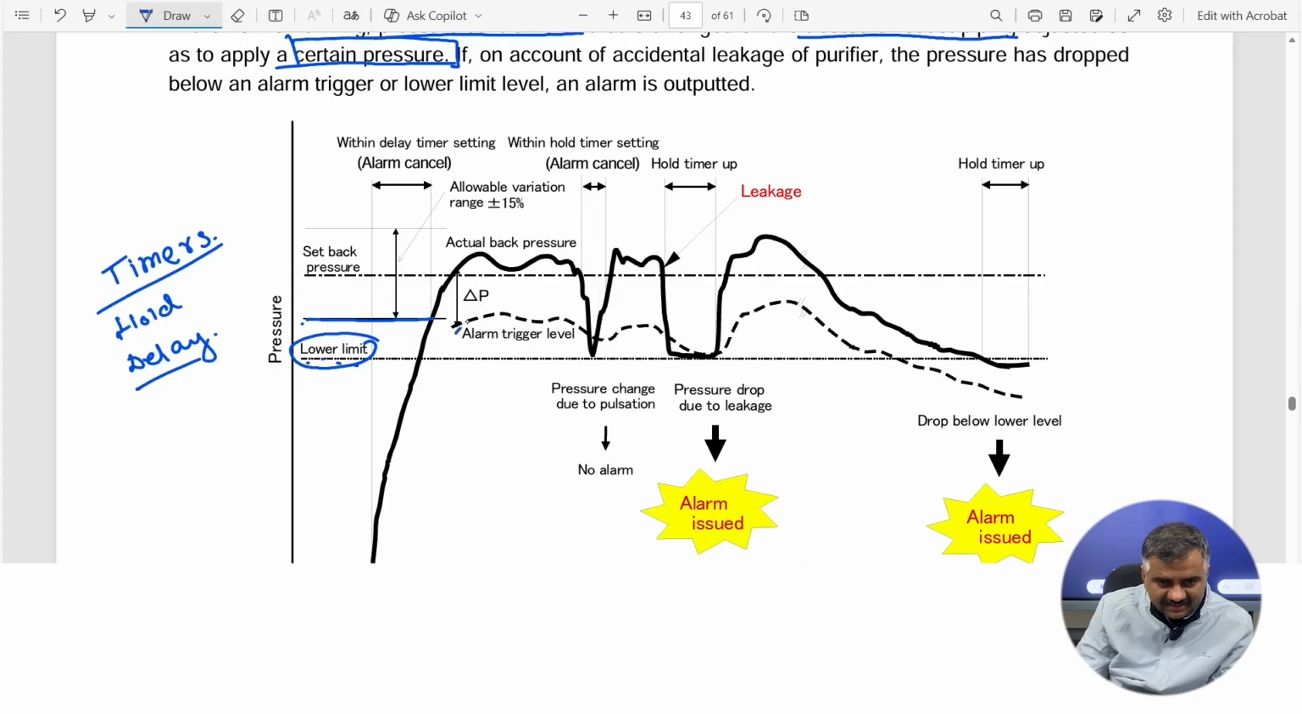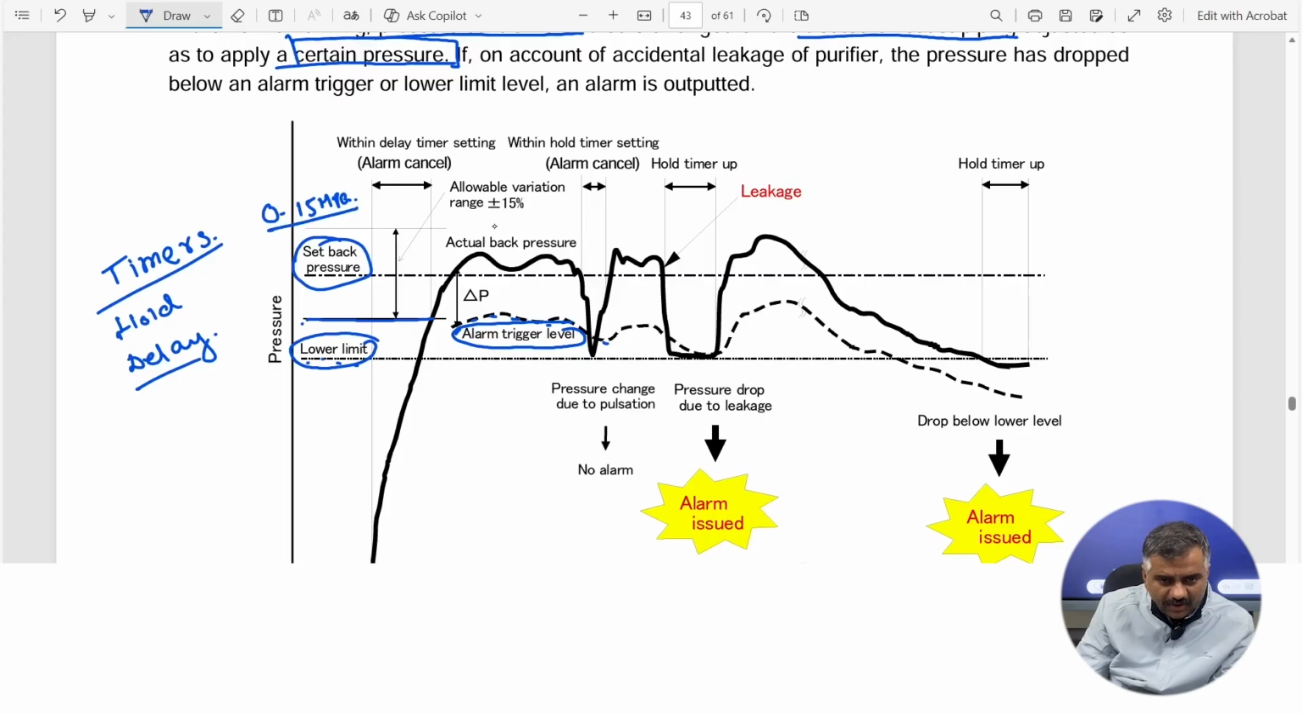This line here is for the dotted line here. This is called the alarm trigger level. So the alarm will be triggered at this level as the pressure is dropping from the normal set back pressure. So this is the set back pressure. Generally it is factory set to 0.15 megapascal or 1.5 bar.